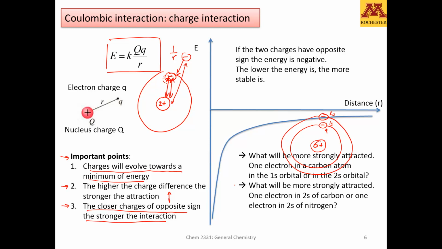Okay. The other kind of question is, what will be more strongly attracted? One electron in the 2s of carbon or one electron in the 2s of nitrogen? The nucleus of carbon is 6 plus, the nucleus of nitrogen is 7 plus. In both cases, the electron is in the same orbital, so we will say that it's the same distance. However, looking at point 2 here, that says that the higher the charge difference, the stronger the attraction. This electron will feel more strongly attracted because the charge difference is larger.